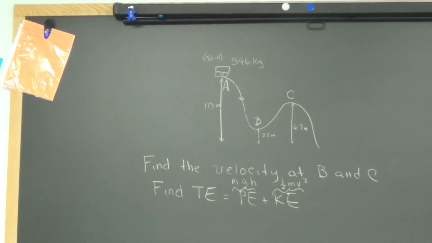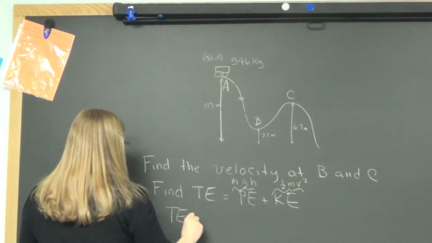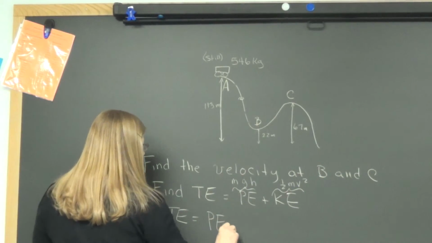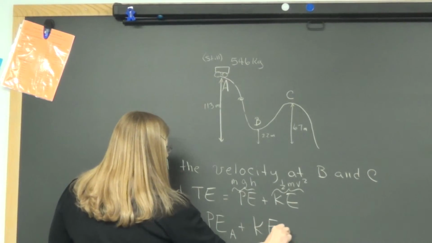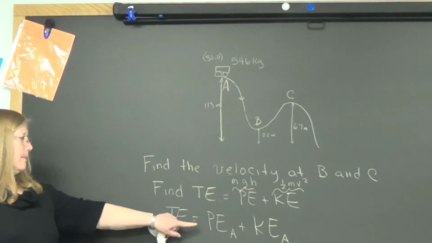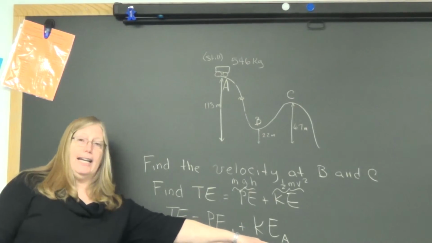So let's go with A, right? Notice how I indicate that to my readers, that's you all. I put a little sub A there to tell you where I went. So total energy is potential energy at A plus kinetic energy at A.